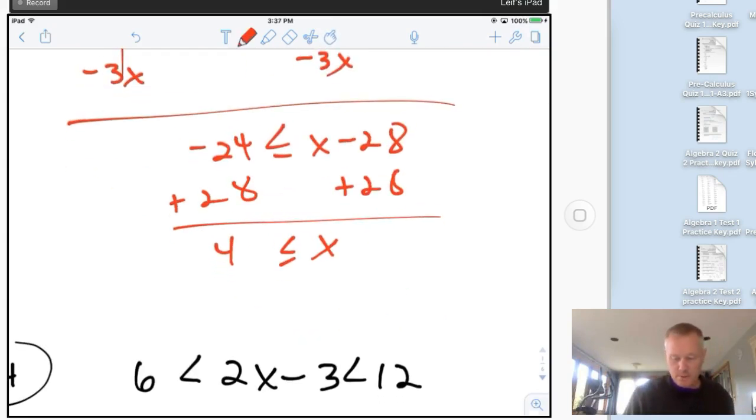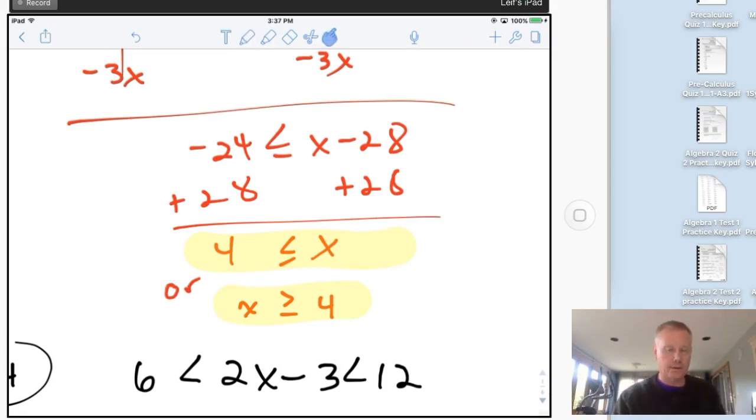And you can sometimes, if you wanted to switch them, just remember you've got to flip the sign. Just read it to yourself: x is greater than or equal to 4. It's the same thing, you just go right to left instead of left to right. Either one is fine with me. I don't care if the x is on the left or the right, as long as you get it correct.